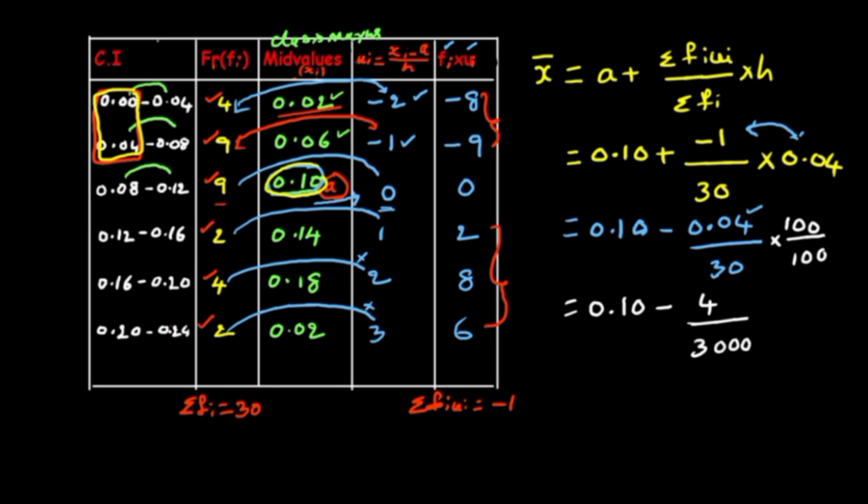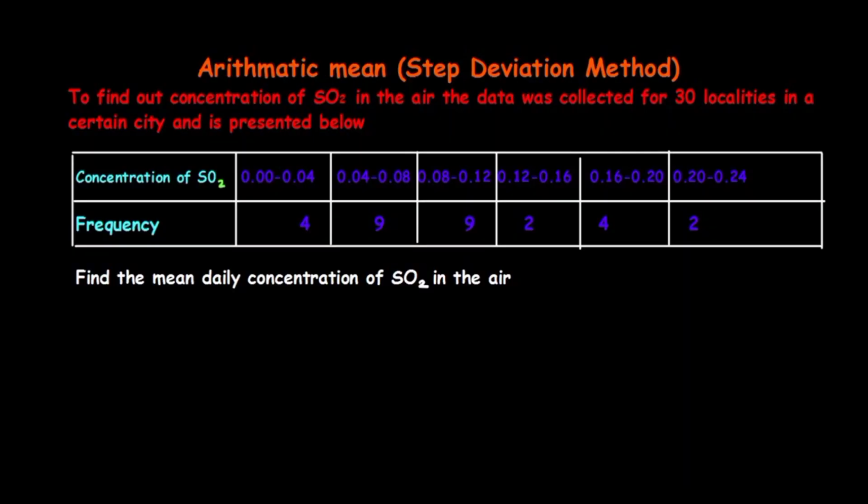In this class we are going to learn how to find arithmetic mean using the step deviation method. We have different types of methods to find the arithmetic mean. One is the direct method, another one is the assumed mean method, and the most important method is the step deviation method. But in this class we are going to learn only the step deviation method.